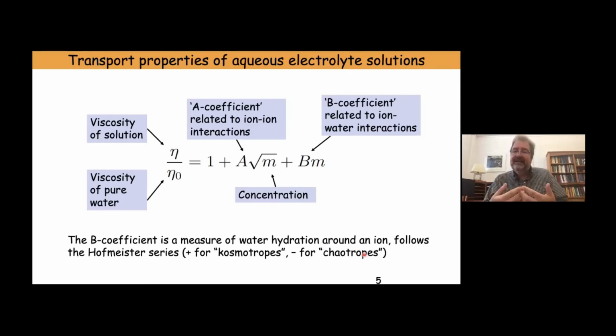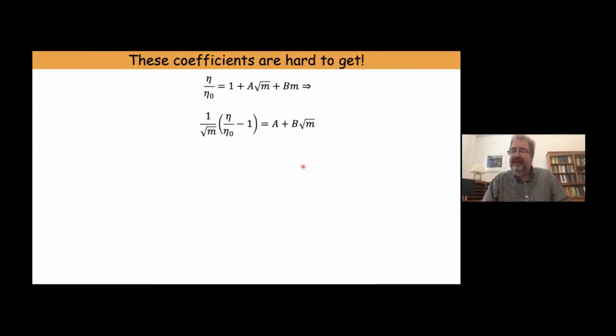And the question we were asking, and this is the work by Xuan, who I believe is in the audience, hi Xuan, is can we use simulations to get these coefficients and to understand how the different models perform with respect to these coefficients. The way we would do that is we do a little mathematical manipulation to get a term on the left that depends on the measured viscosity and the measured concentration, and this gives you a straight line if you plot it against the square root of m, with intercept A and slope B.